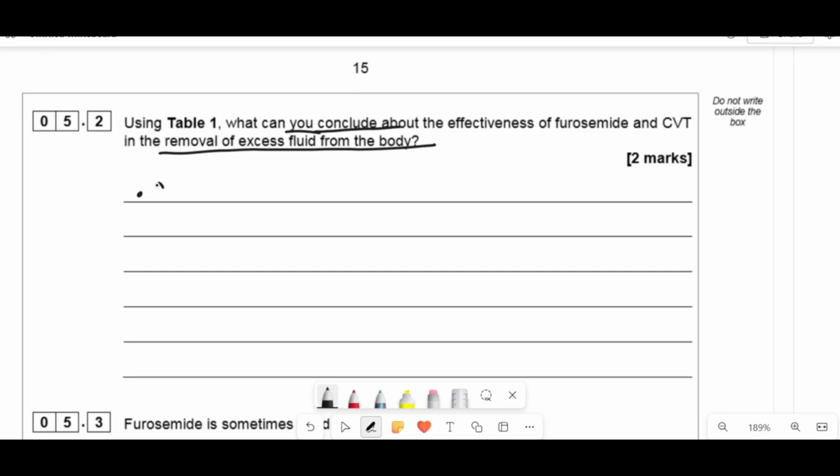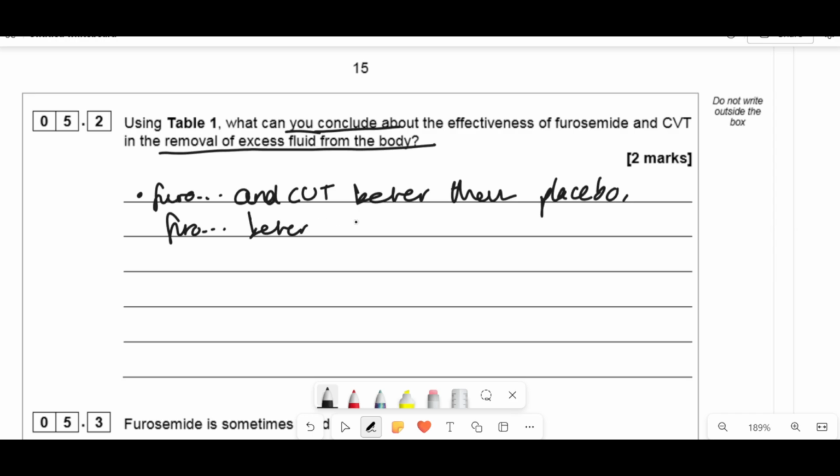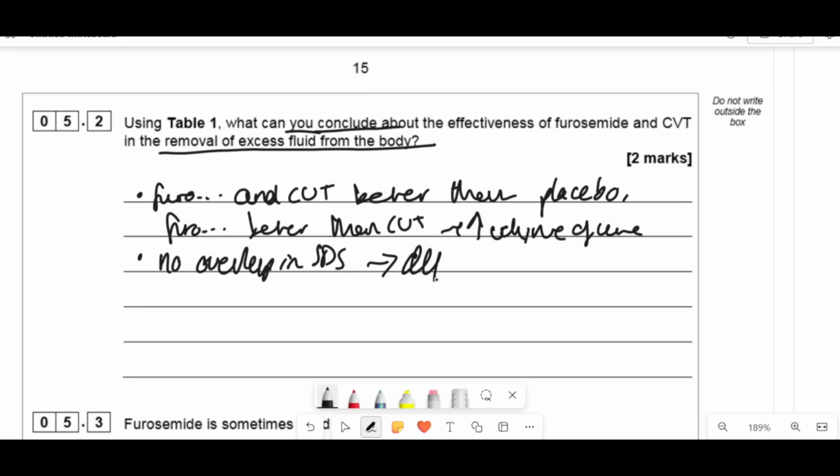So then we would say furosemide and CBT are better than the placebo, and furosemide is better than CBT because they increase the volume of urine, right? Which would help remove excess fluid because you're peeing it out. And also, as well as that, no overlap in SDs, so their differences are significant.